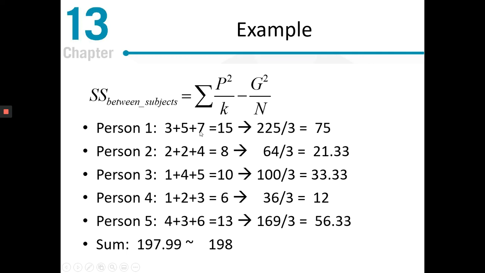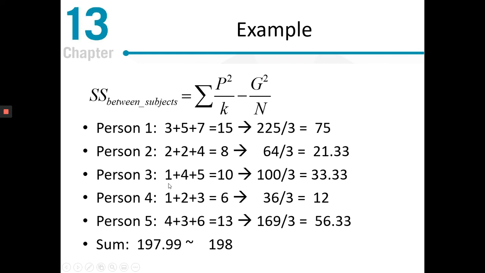So person 1, here's their P. So this is placebo, low dose, high dose. P was 15. 15 times 15 is 225, I'm sorry. P squared is divided by 3, k. There's 3 conditions. So that ratio of P squared divided by k for person number 1 is this.